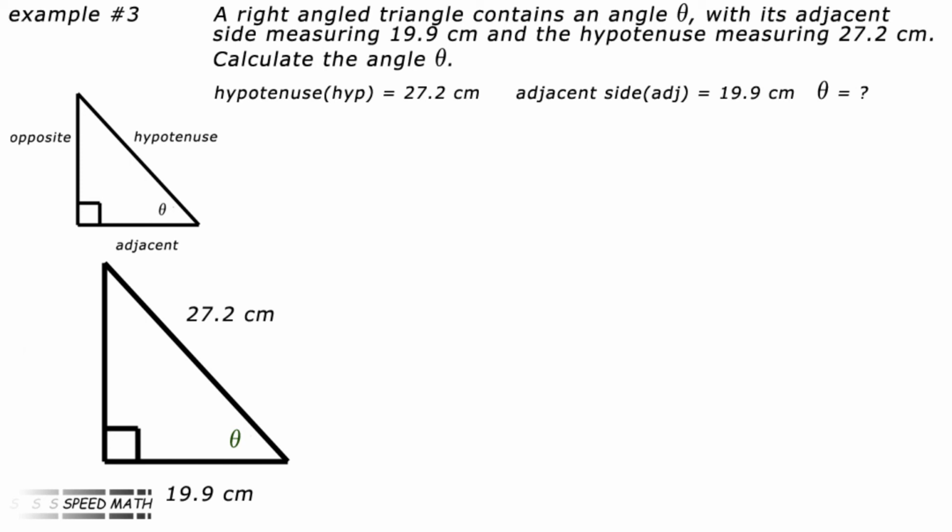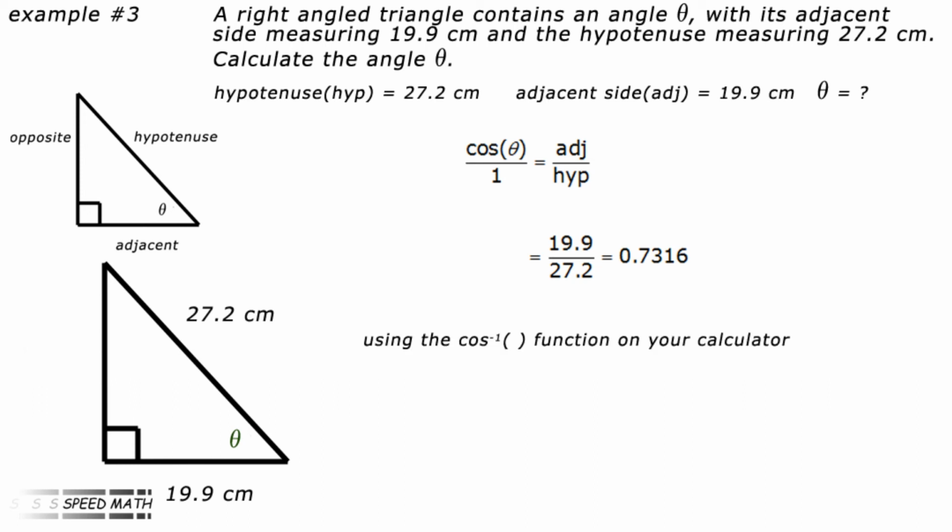First, we write out the cosine ratio. Cosine theta equals adjacent over hypotenuse. Repeat this, putting in the values for the hypotenuse and the adjacent side. So we get cosine theta equals 19.9 divided by 27.2, which equals 0.7316. Punch the cos minus 1 function on your calculator and enter 0.7316. Press the equals sign, and we have theta equals 42.9793 degrees. Therefore, theta equals 42.98 degrees to 2 decimal places.